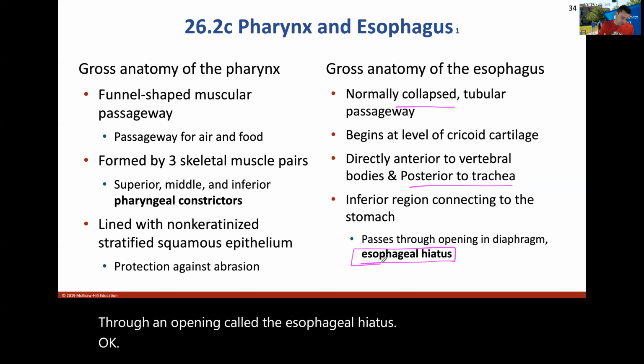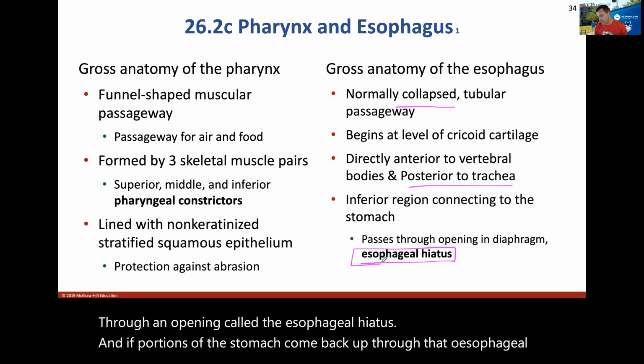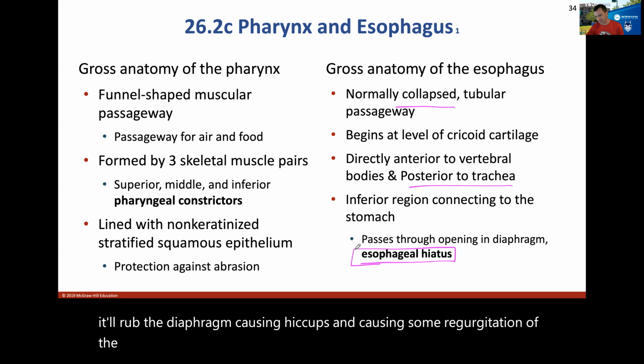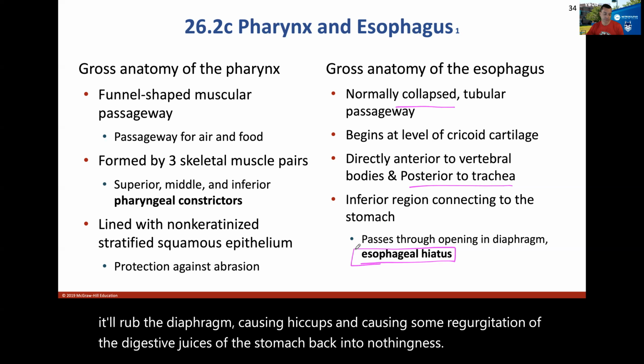And if portions of the stomach come back up through that esophageal hiatus, it'll rub the diaphragm, causing hiccups and causing some regurgitation of the digestive juices of the stomach back into the esophagus. Heartburn.